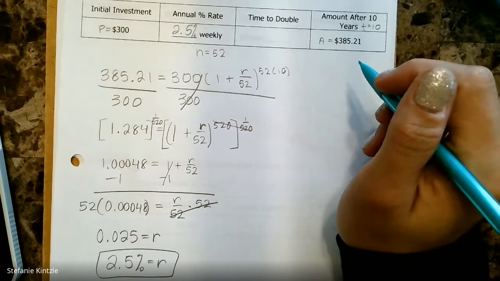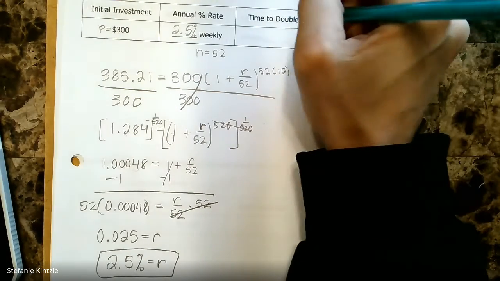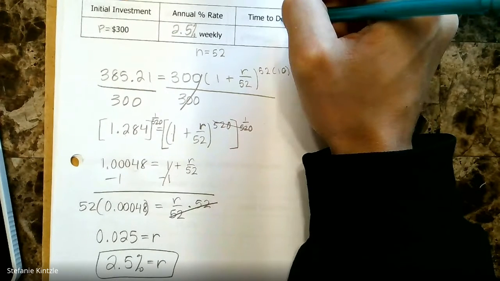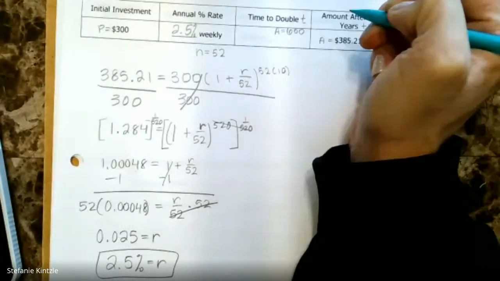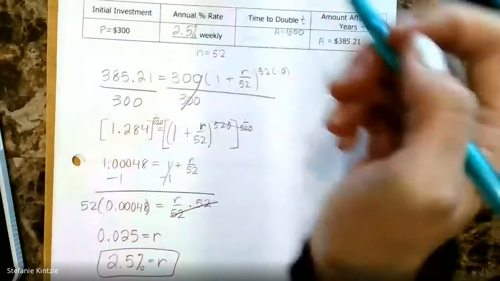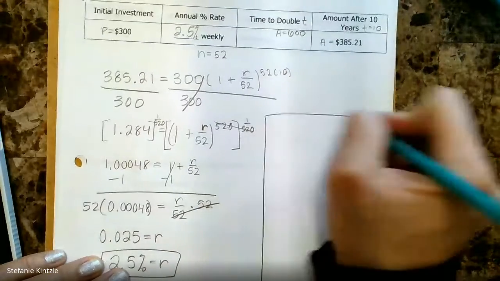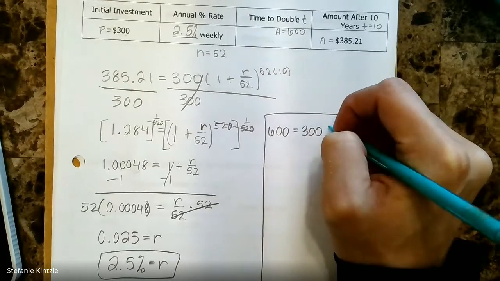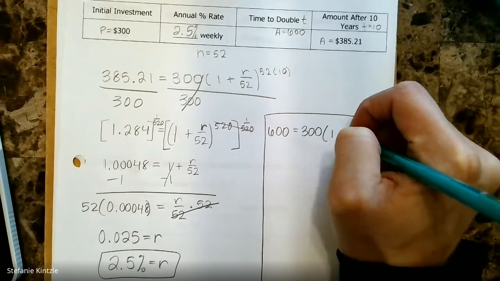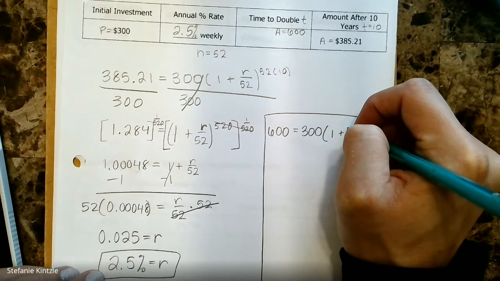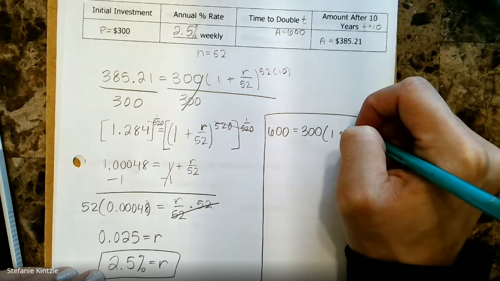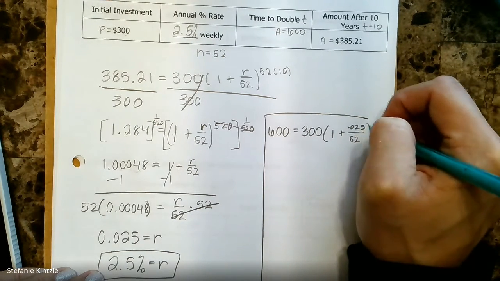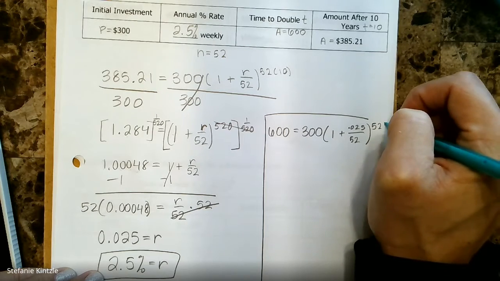Now we can find the time that it took to double. So we're looking for t here, and the amount is 600 because we started with 300. So we'll plug those numbers in. So A is 600 equals our initial investment of 300 times 1 plus. Now we know r, and since we're plugging it in, we need it as a decimal, so that's 0.025 over 52 raised to the 52t power.